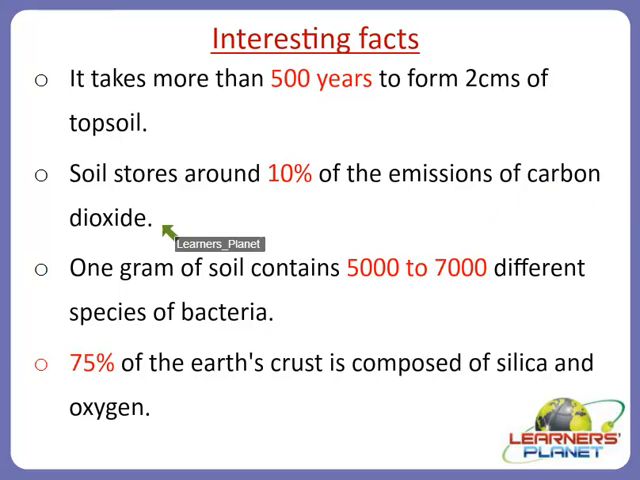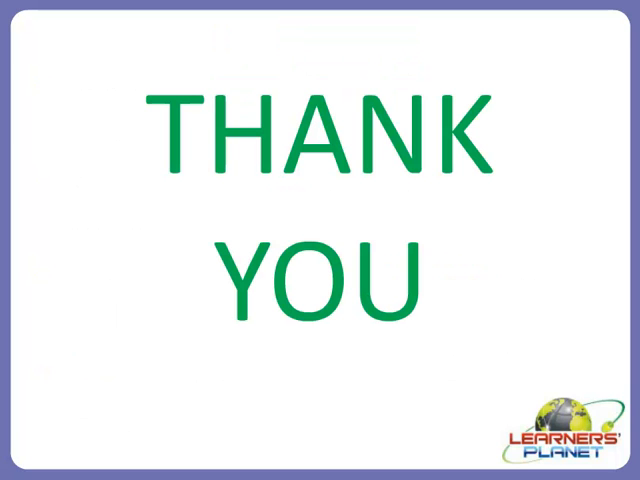So basically, carbon dioxide is not good for human beings, but it is very much necessary for the plants. And as soil stores around 10% of the emissions of carbon dioxide, that means it can benefit the plants. And the last one is that 75% of the earth's crust is composed of silica and oxygen-like things, which actually benefit the soil. These are some of the interesting facts. I hope you enjoyed knowing that.